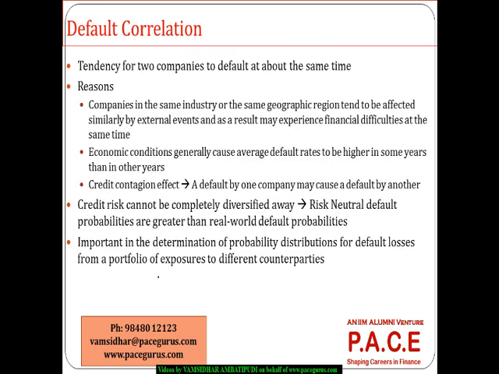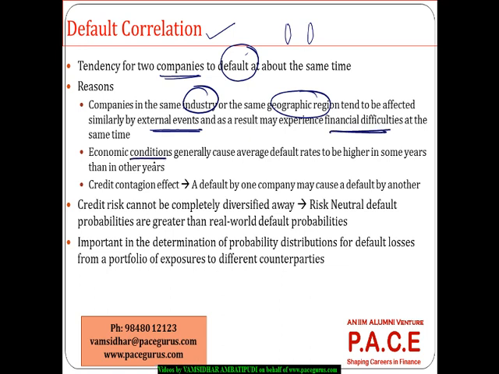Then the next concept that we are looking at in this session is the understanding of default correlation, especially the relationship between two companies or two bonds that are defaulting at about the same time. There are various reasons. Companies in the same industry or the same geographic region are generally affected by similar external events, which means the financial troubles are more or less the same for them. Economic conditions could impact a lot of companies in the same country in a similar way. So average default rates can be higher in some years, whereas they could be lower in other years. And there is a possibility of a contagious effect: one firm defaulting could trigger the default of another. Which means overall I cannot traditionally diversify the credit risk altogether.